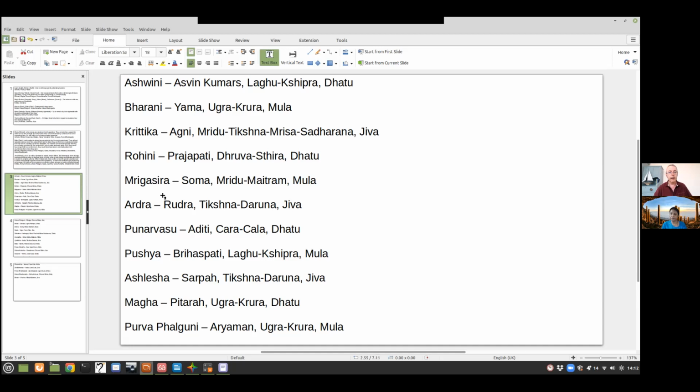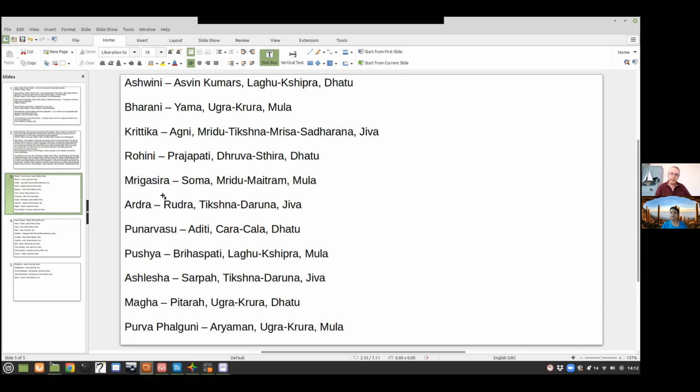Rohini is connected to Prajapati, which is a name of Brahma. Dhruva and Sthira, so it's fixed and firm, and it's a mineral nakshatra. Mrigashira is connected to Soma, which is a name of the moon. It's Mridu and Maitrim, and it's also a plant nakshatra.